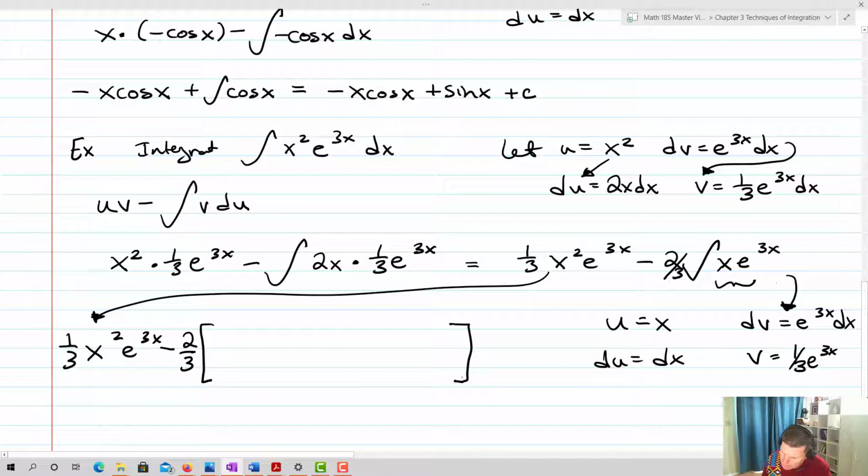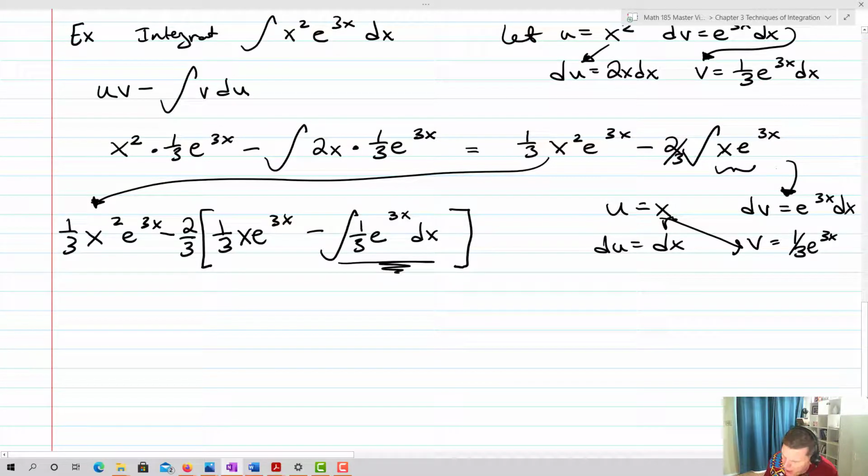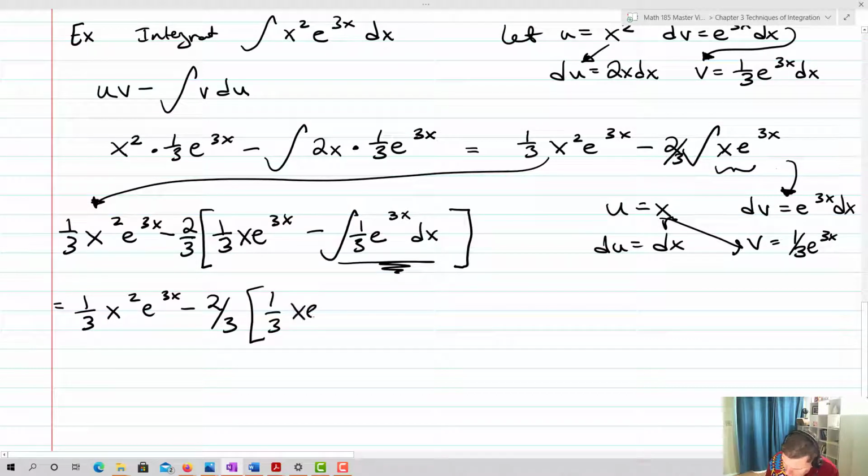Okay? So what I now have is minus 2/3 times the quantity, because now I've done integration by parts with this entire thing, minus 2/3, and it's uv, so it'll be 1/3 x e to the 3x, right, uv, and then minus v du, so that's going to be minus 1/3 e to the 3x dx. With that finished, now I can actually go through and integrate this. So this is going to end up equaling 1/3 x squared e to the 3x minus 2/3 times 1/3 x e to the 3x minus 1/3 times 1/3 e to the 3x plus c.